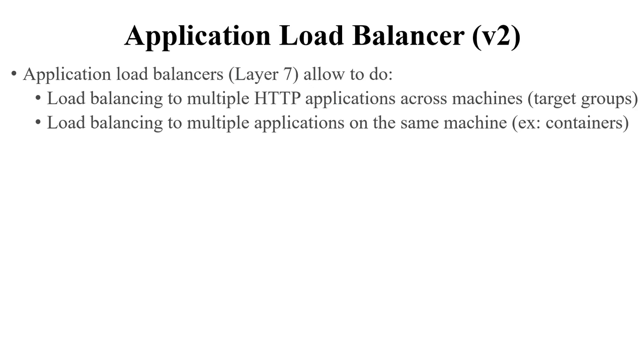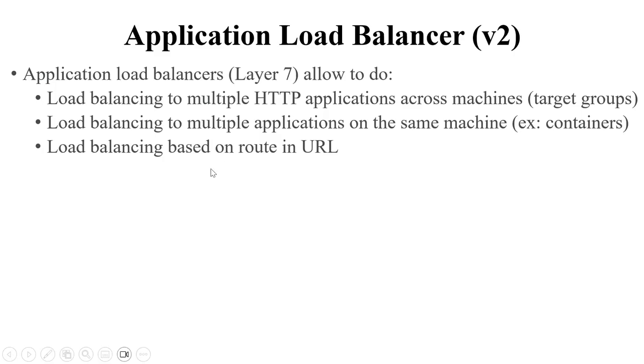My EC2 instance is the same, but the path differs. So: multiple HTTP applications across multiple machines, or multiple applications on the same machine, or load balancing based on the route in the URL. This is important. When do we use the application load balancer? Route-based rules to define it, and hostname-based in the URL also.